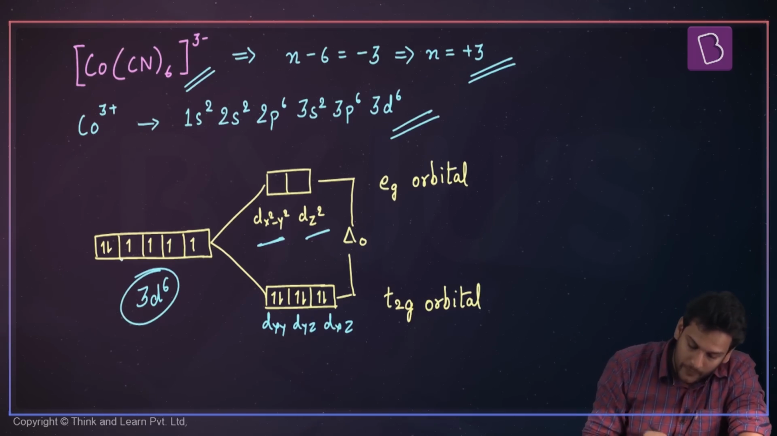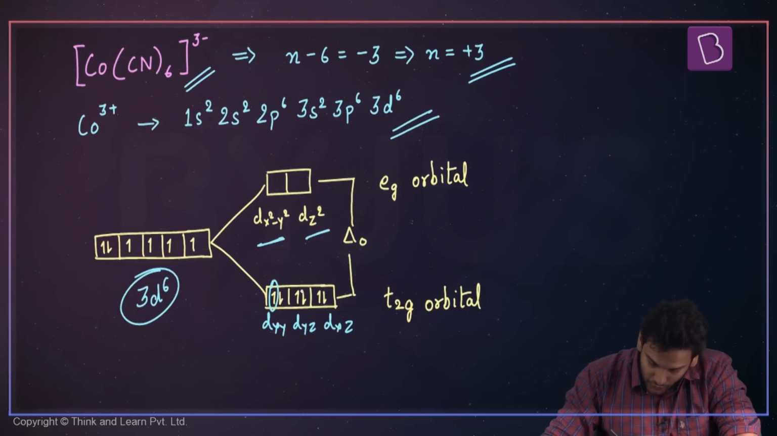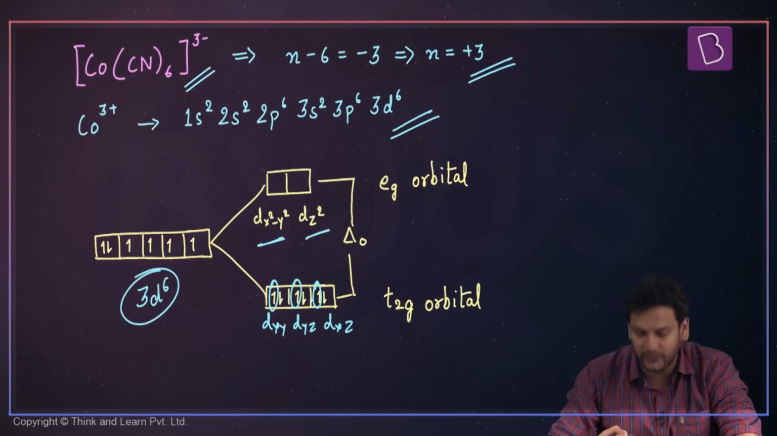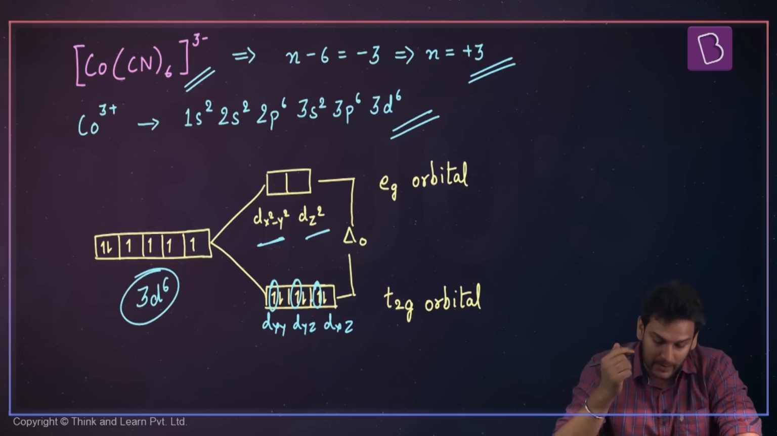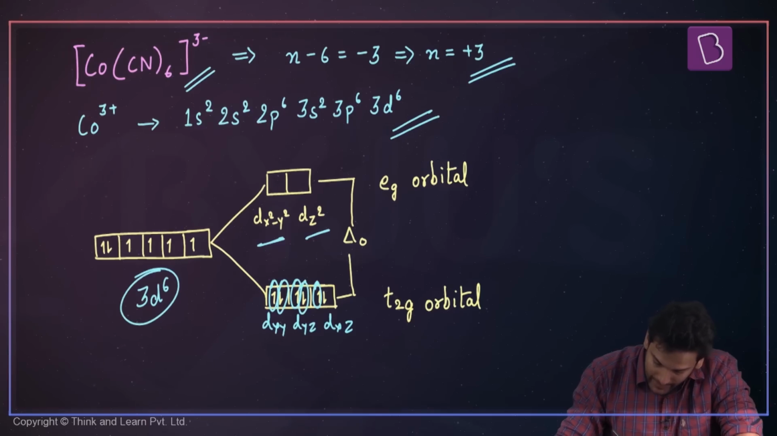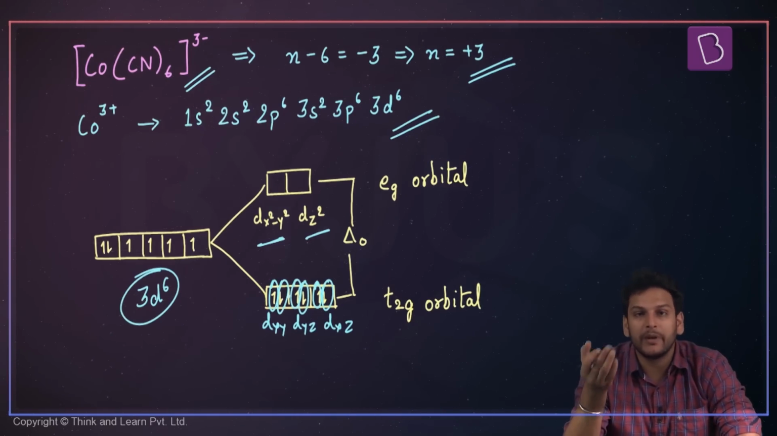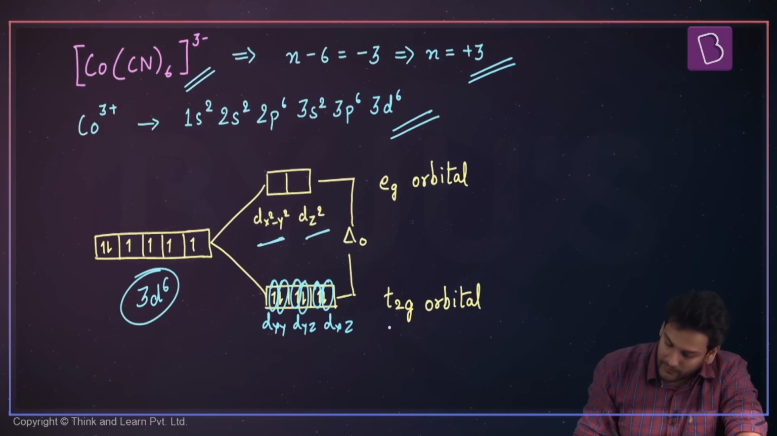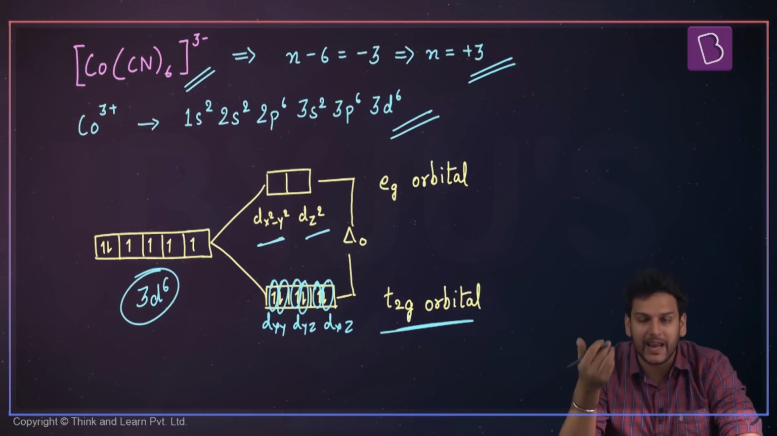Now when I have to fill all these 6 electrons, the first electron will go here, the second will go here, the third will go here, and then they'll start pairing up. Why? Because there is a strong field ligand here. So I'll pair all of these up. All the 6 electrons will be at lower energy, in the t2g orbitals, which are dxy, dyz and dxz.